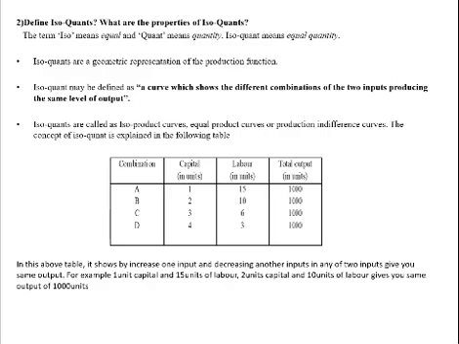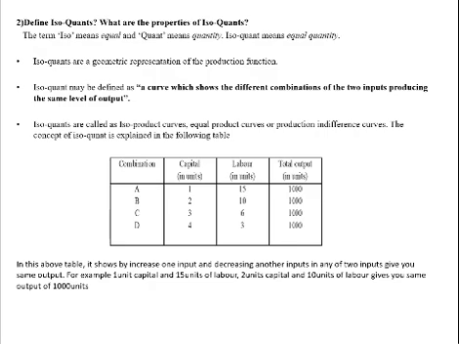What are isoquants? The term iso means equal, quant means quantity, and isoquants means equal quantity. Isoquants are the geometric representation of production function. An isoquant may be defined as a curve which shows different combinations of two inputs producing the same level of output. Isoquants are also called isoproduct curves, equal product curves or production indifference curves. The concept of isoquant is explained in the following table.